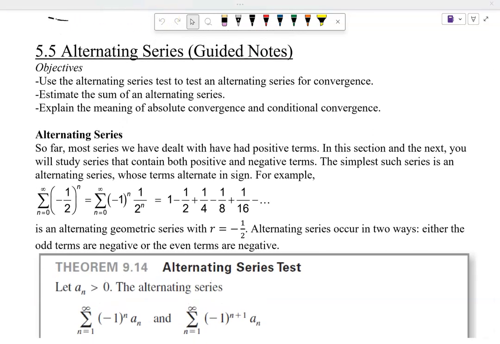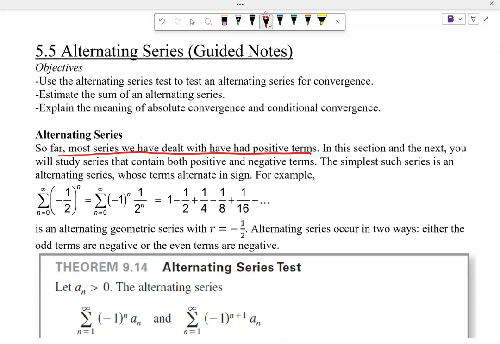Welcome back to your favorite Calculus 2 class, of course. We're going to look at these alternating series tests. So far we've dealt with mostly series that have had positive terms. So now we're going to look at ones that are alternating series.